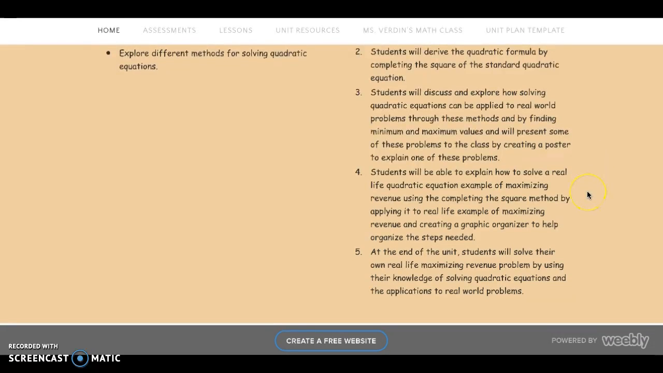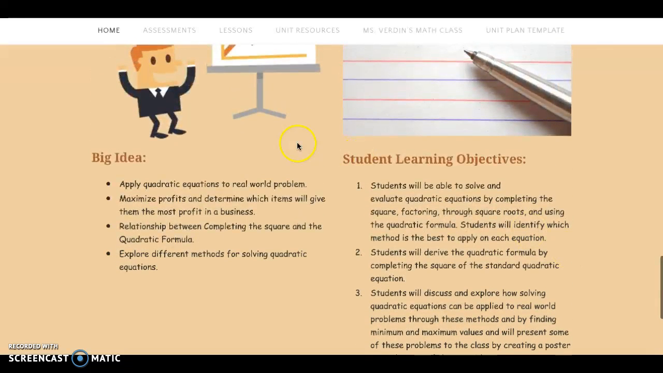Students will be able to explain how to solve a real-life quadratic equation example of maximizing revenue using the completing the square method, and create a graphic organizer to help organize the steps needed. At the end of the unit, students will solve their own real-life maximizing revenue problem by using their knowledge of solving quadratic equations and applications to real-world problems.